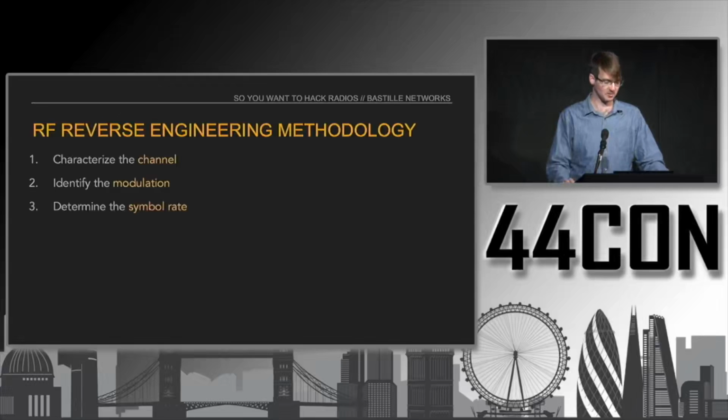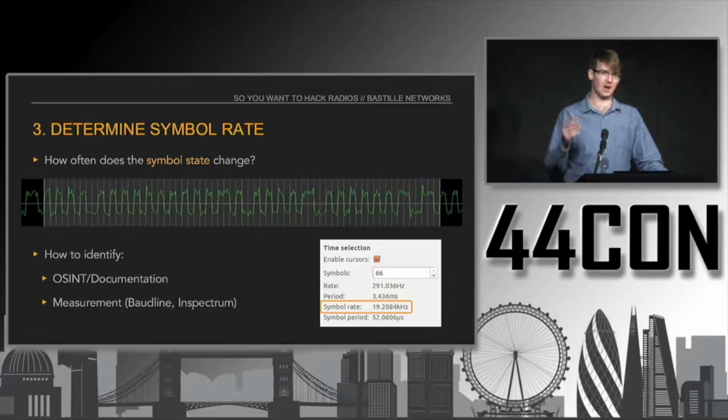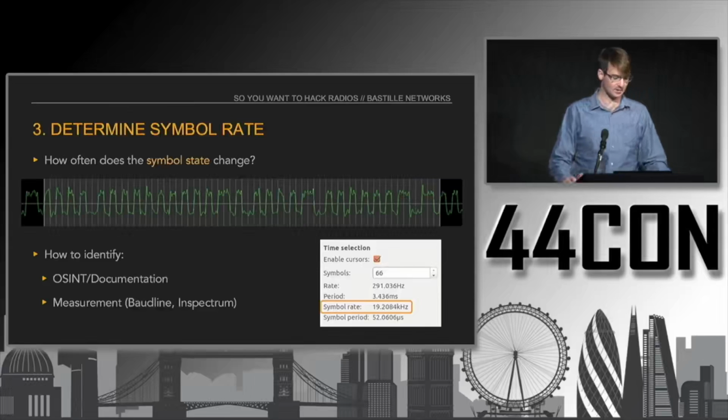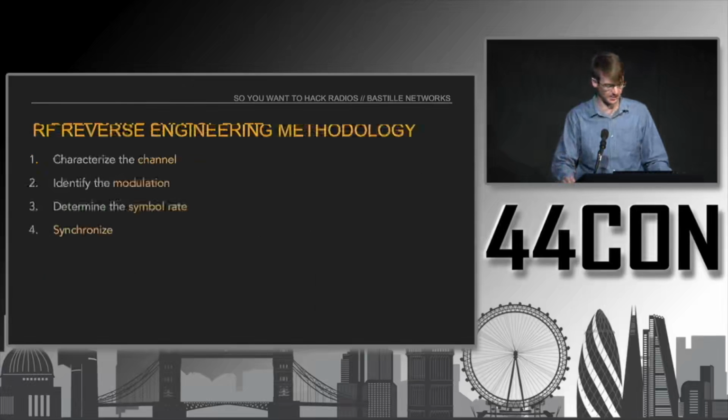Step 3 is to determine the symbol rate. And the symbol rate is how often that symbol state changes. Essentially, how often the state that we're measuring in the wireless medium changes. And we can either get this out of open source intelligence and documentation, or we can use tools to measure it. And we'll walk through examples of this momentarily.